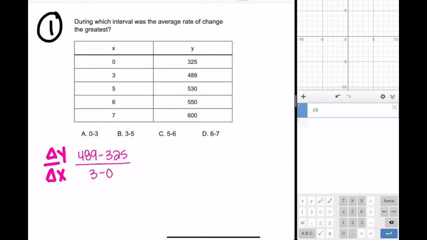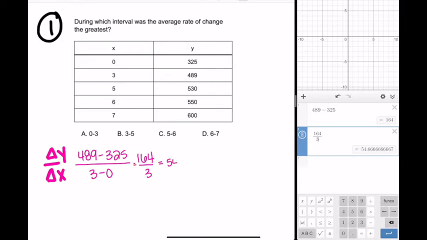489 minus 325 is 164 over 3. So 164 divided by 3 is 54.67. So we'll make a note of that for A, the rate of change is 54.67.